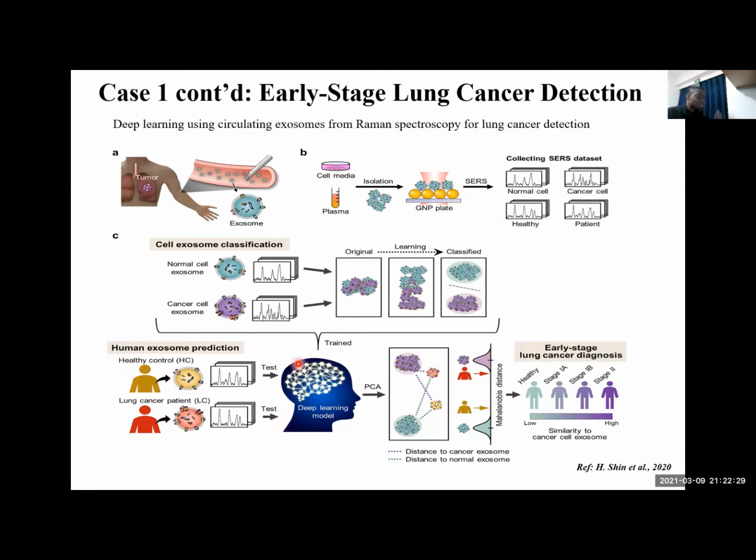The models were trained using principal component analysis, and using the Mahalanobis distance to understand how the correlation could be. So if there is a shorter distance between the lung cancer patient's exosome data and the cancer cell exosome data, then it could mean that the stage is more advanced. But of course, this is one way of using AI in predicting lung cancer.